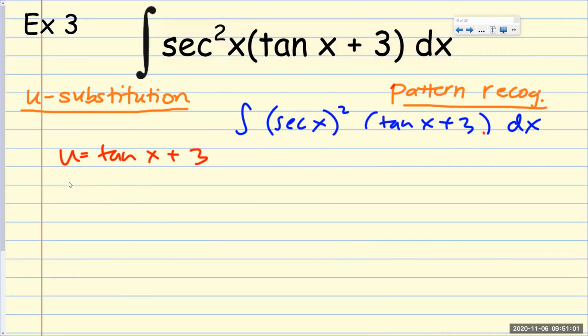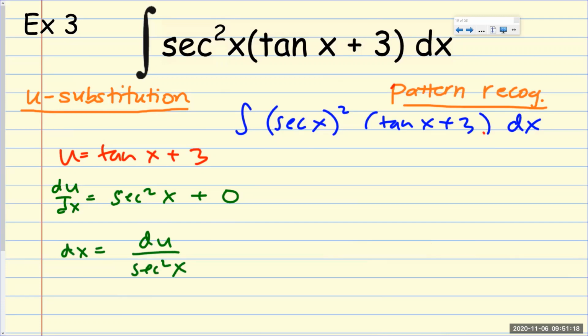Okay? All right, right here, the derivative of u is actually the derivative of tangent x plus 3, which is secant squared x plus 0, right? Okay, you solve for your dx, so dx is equal to du over secant squared x. Okay, and you substitute two things. You substitute your u and you substitute your dx, okay? So I'm going to circle my u and I'm going to circle my dx, okay?